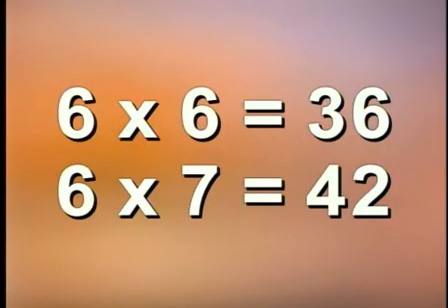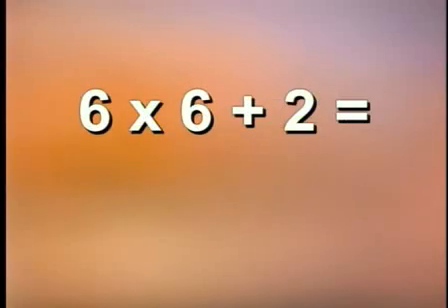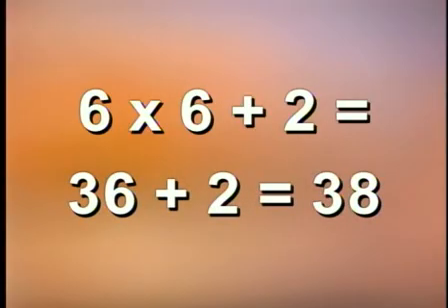So 38 is right there between 36 and 42. And if we multiplied 6 times 6, we got 36. What's left over? Well, there'll be 2 left over because 36 plus 2 is 38. The next visual shows that 6 times 6 plus 2, 36 plus 2 equals 38.